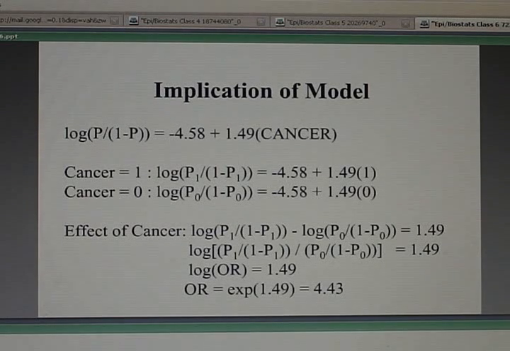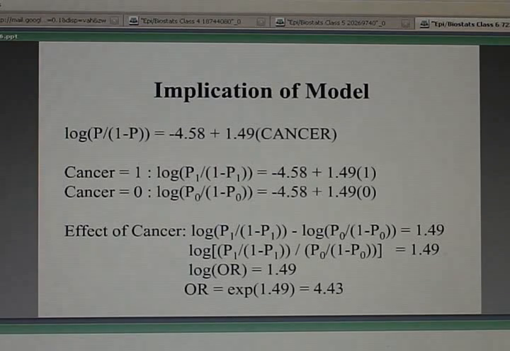I put a little 1 or a 0 under the p's to mean P1 is the risk of the cancer patient, P0 is the risk of a non-cancer patient. But I have two equations here implied by this model. If I subtract the bottom equation from the top, I'll get another equation. So first I'll subtract the bottom right-hand side from the top right-hand side. The minus 4.58 will cancel out. All I'm going to be left with is a 1.49. That's the difference of the two right-hand sides.